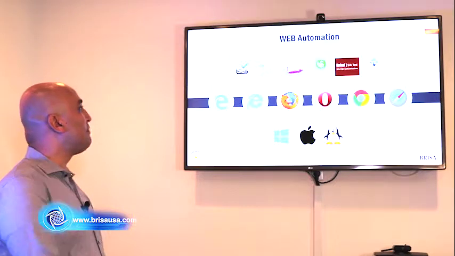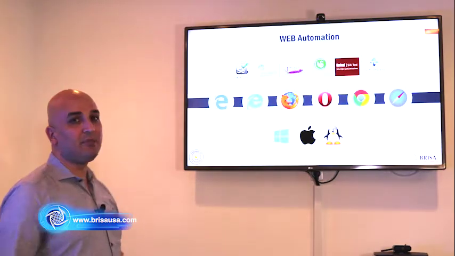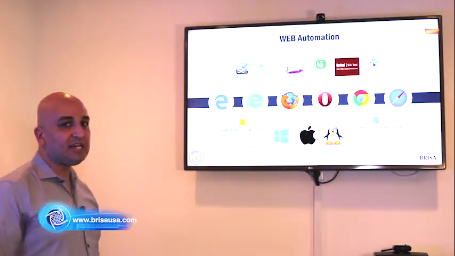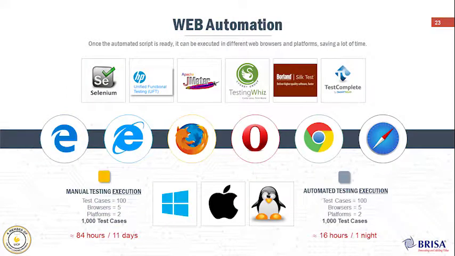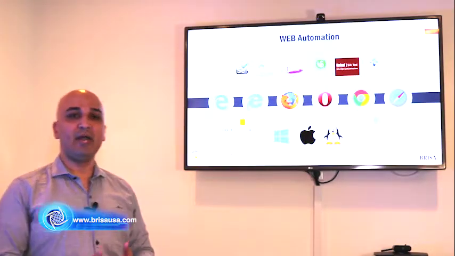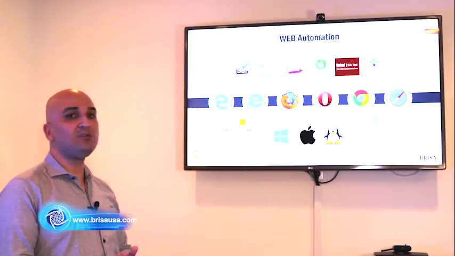One more example about the benefits of automation. This is one example about web automation. If we have 100 test cases to be executed in the system, we can pick one of these tools to help us to implement our automation. But if I have to execute just 100 test cases in 5 different browsers and 2 different platforms, it's not 100 test cases anymore. Now it's going to be 1,000 test cases. Manually, it would take 11 days to be executed.